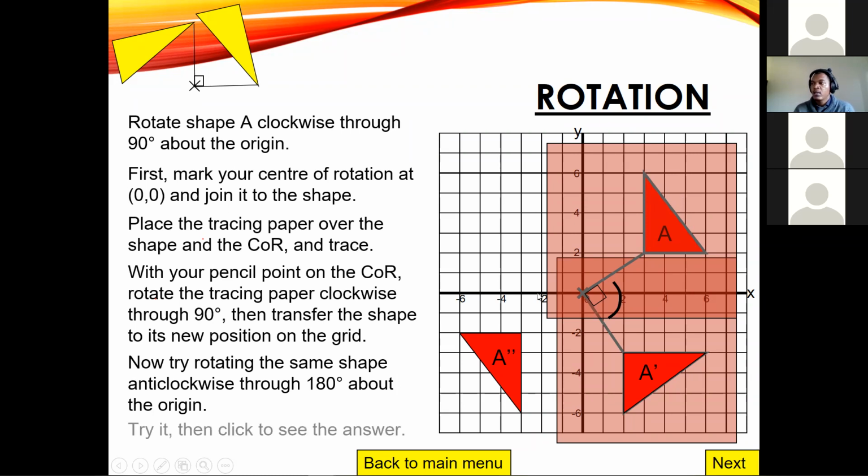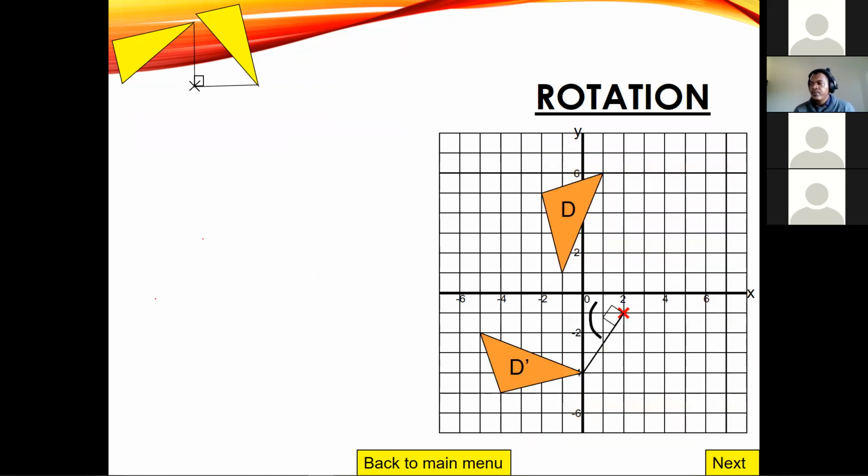All right. And here is another example again. We have shape D, and we have a point here, which is the center of rotation. Please note that the center of rotation here is (2, -1). So we get the center of rotation, you mark it, that is your center.